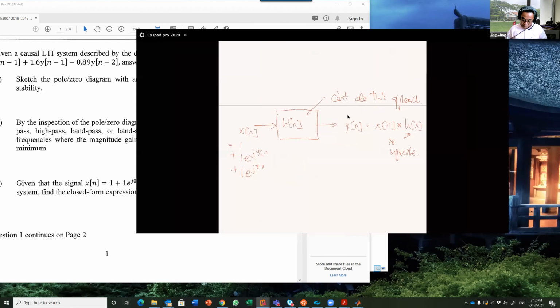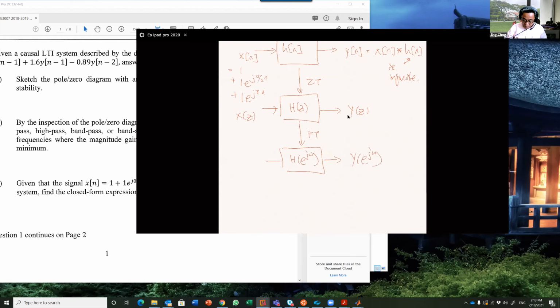So instead, let's do it in the frequency domain. Or let's do it in H(z) first. If I have H(z), I have Y(z), I have X(z). So this is one way you can do it. But actually, maybe we are not interested in this. We'll do the Fourier transform. H(z) becomes H(e^(jω)), and this is Y(e^(jω)), and this guy is X(e^(jω)).